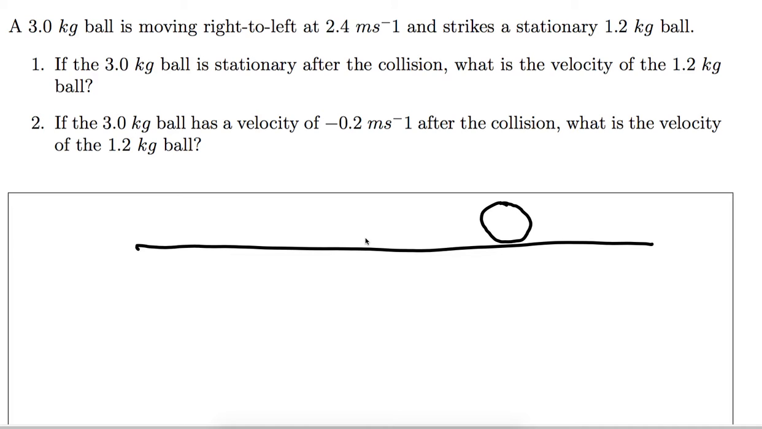Right, so I've drawn a surface. I've drawn my 3 kilogram ball, which is moving right to left. Got to read the question carefully. It has a mass of 3 kilograms. I also have a stationary ball of mass 1.2 kilograms. And it's moving right to left at 2.4 meters per second. So that's my initial situation.